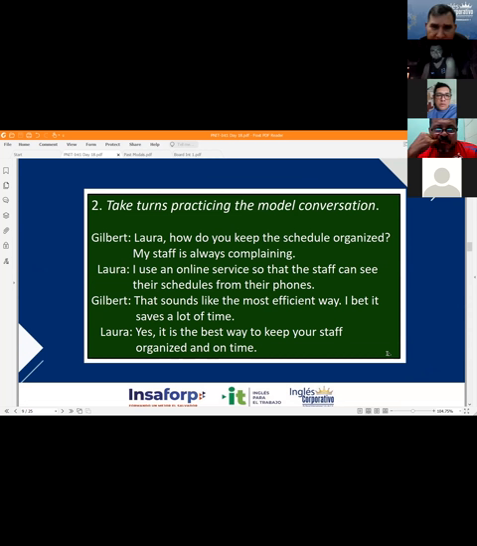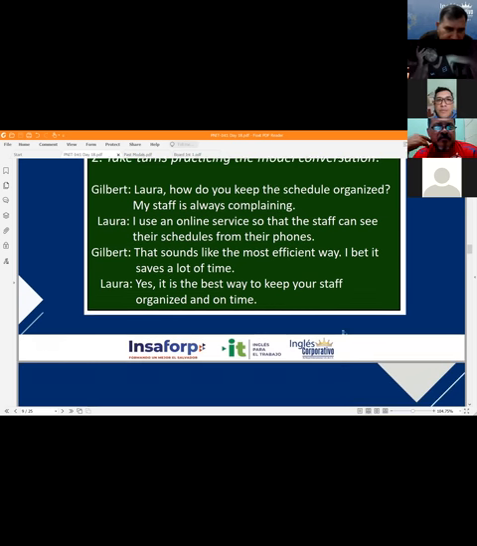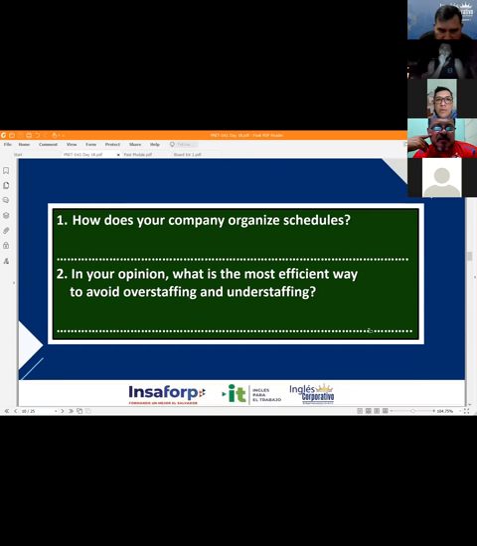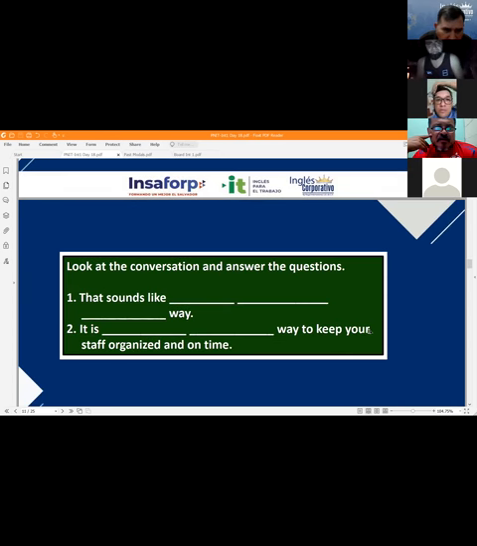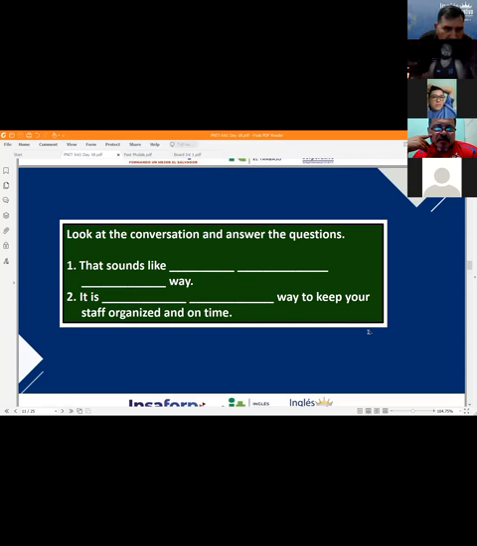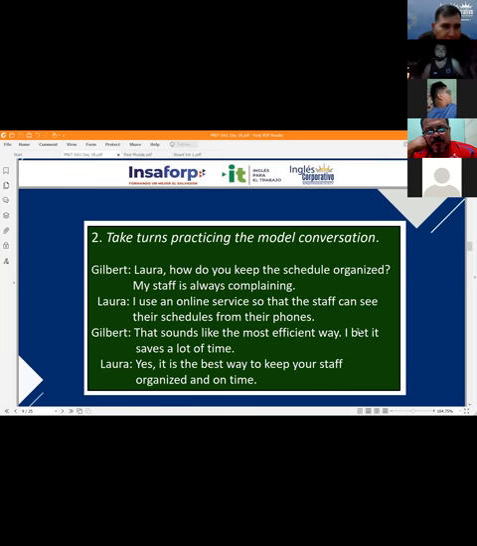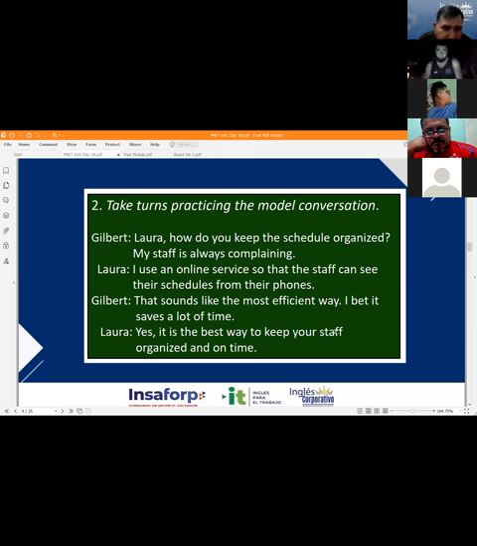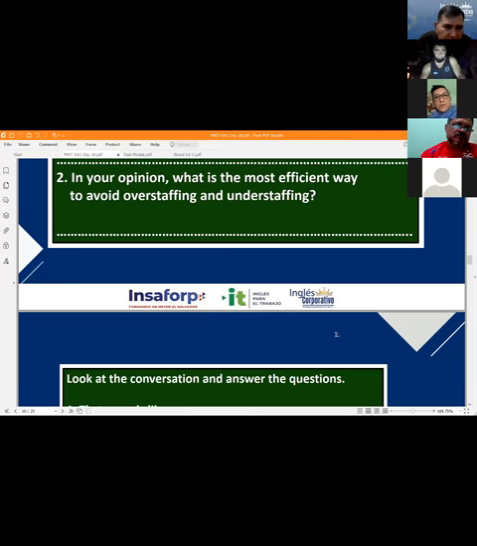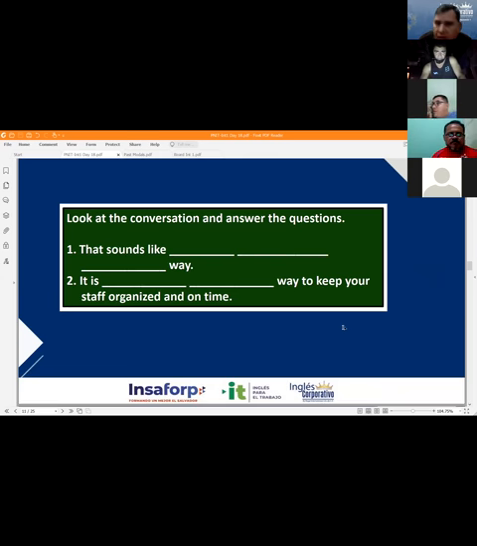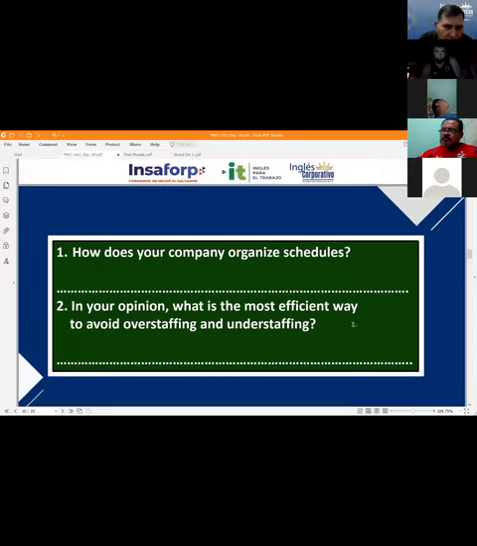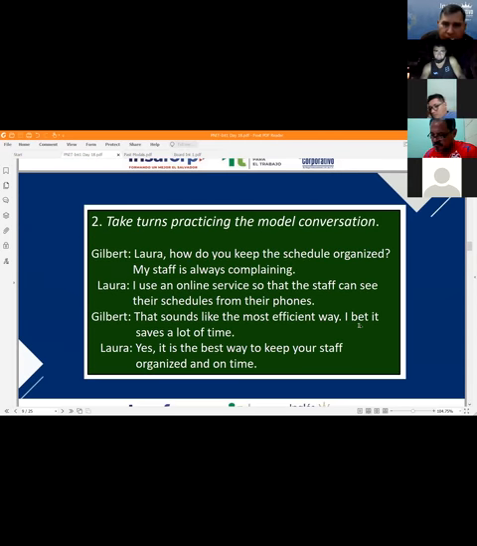Take turns practicing the model conversation. This one, and these questions. We're going to be discussing them. So you're going to go to the groups for page 9, page 10, and page 11. First I'm going to model the conversation for you, and then you're going to practice it in the group.